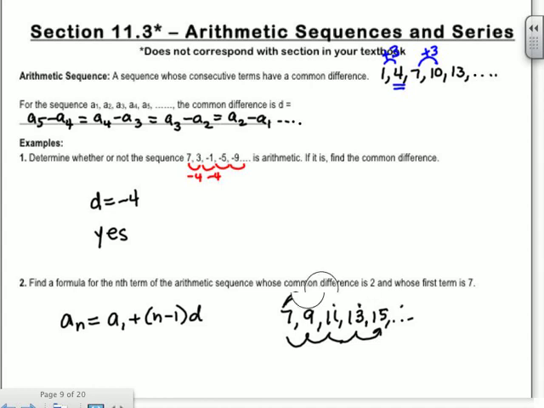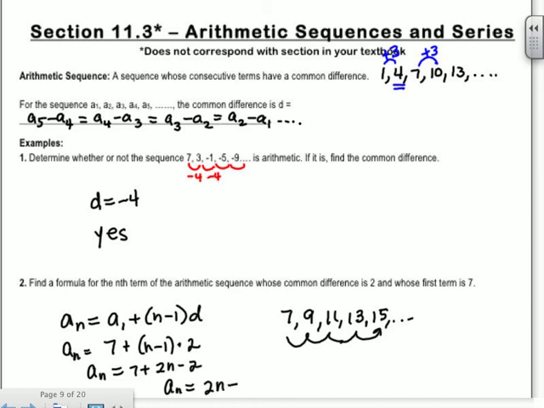All right. So let's think about it. If I have the nth term, my first was 7. I'm adding 2 n minus 1 times. So I have 7 plus 2n minus 2. So I get a sub n equals 2n plus 5.